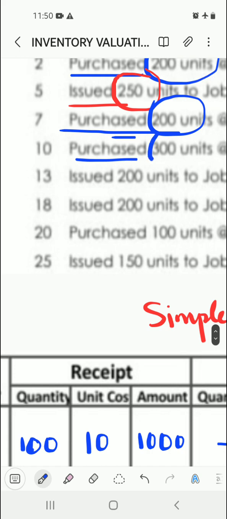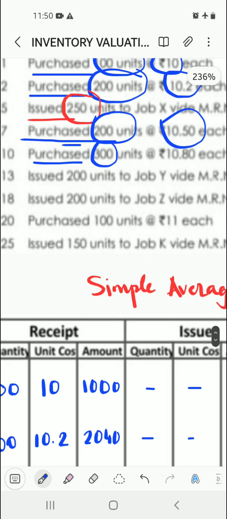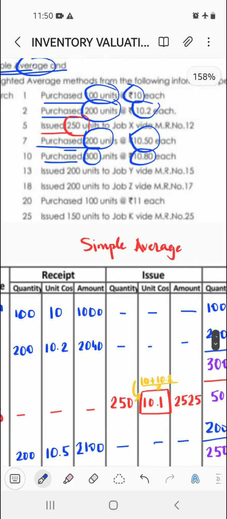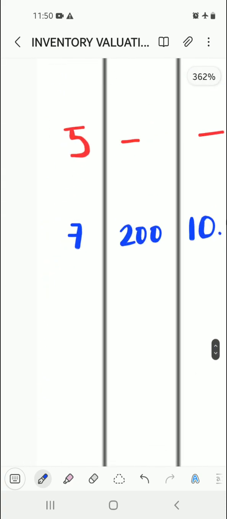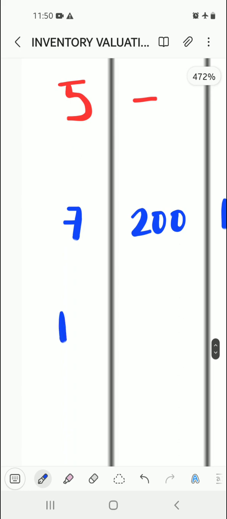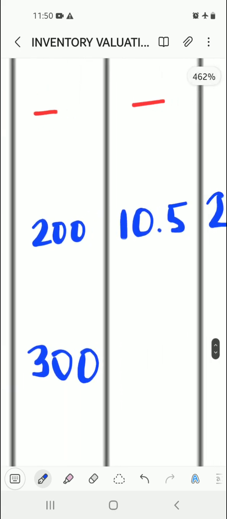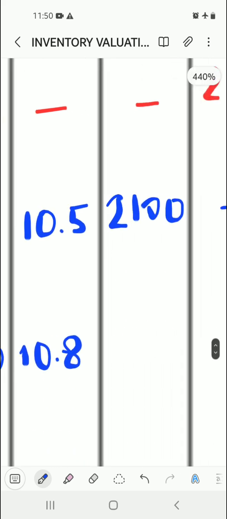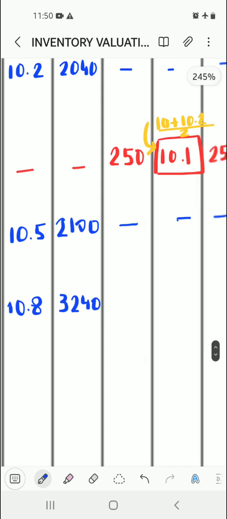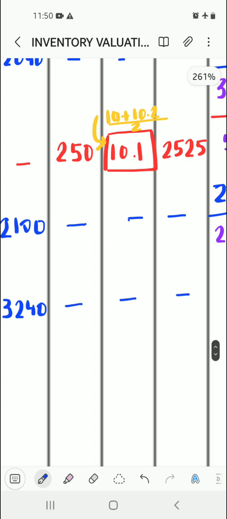Purchase of 300 units and it was for 10.80. So make the entry here, March 10, 300 units, 10.8. Multiply 300 into 10.8, we get 3240. No issue on that date.